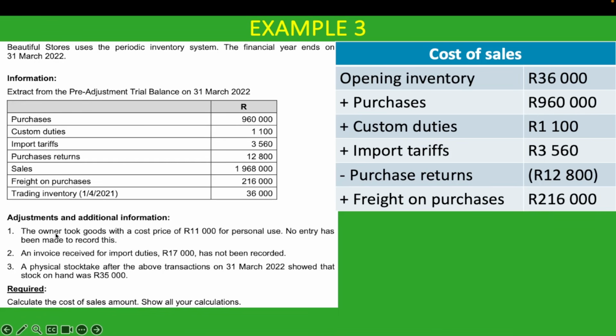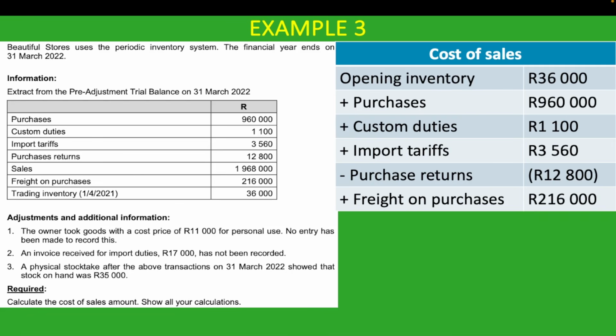The first one says the owner took goods with a cost price of 11,000 Rand for personal use. No entry has been made to record this. The fact that they told us no entry has been made to record this, we have to record it. Remember, what do we call it when the owner takes goods for his personal use? We call it drawings.